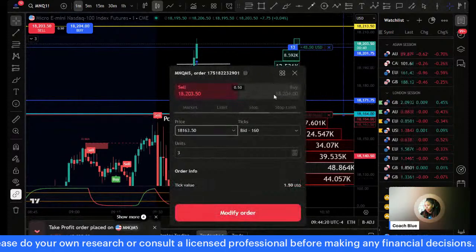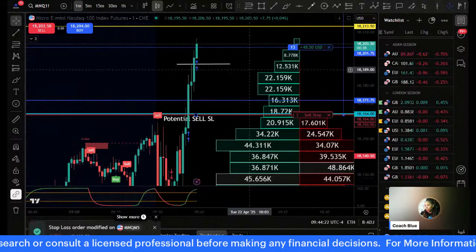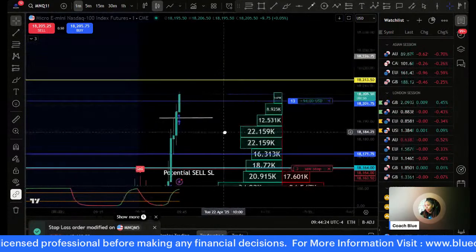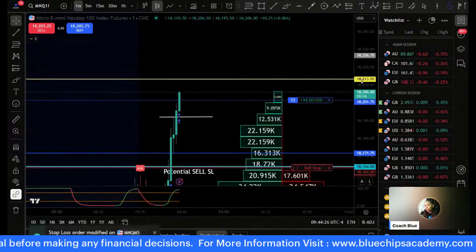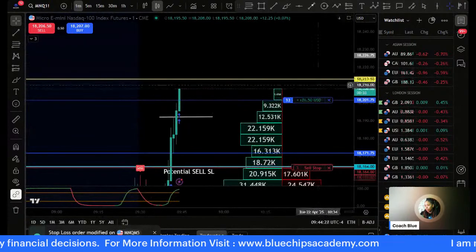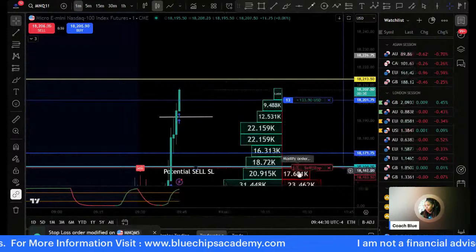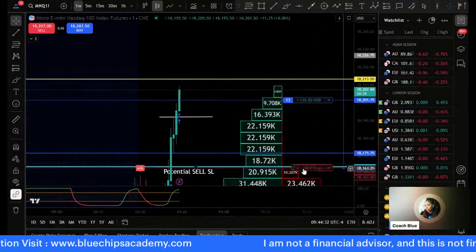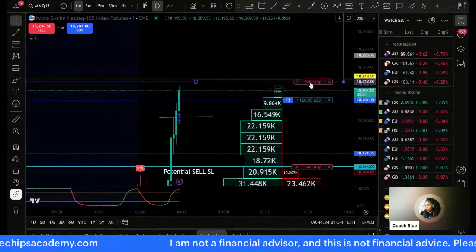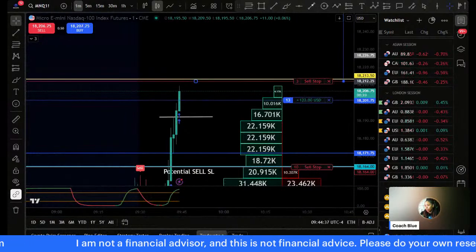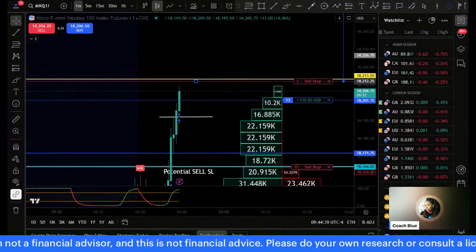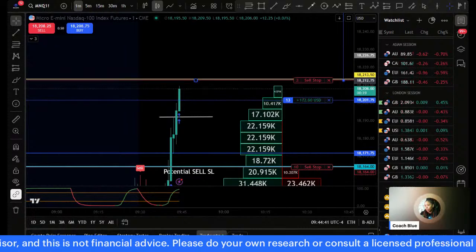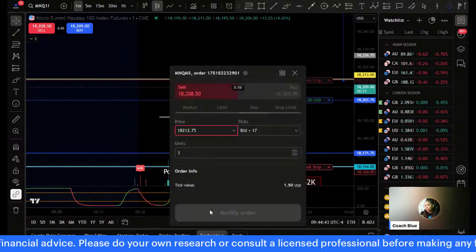18,164. So what we're looking at here for TP1, it is kind of short, but it's at this 18,213 level, guys. This 18,213 level is our take profit one. All right, so I'll put that there.